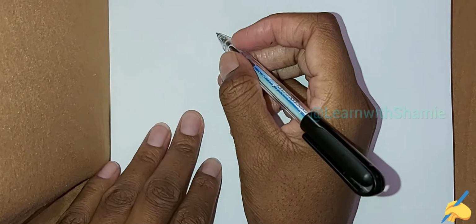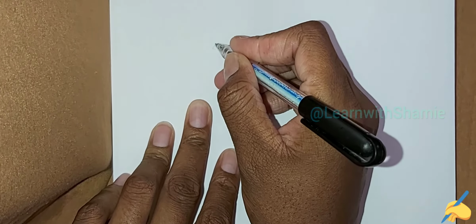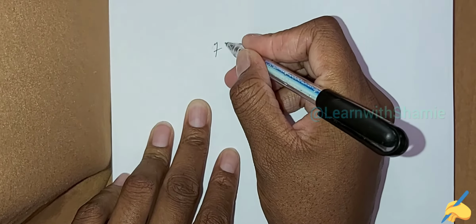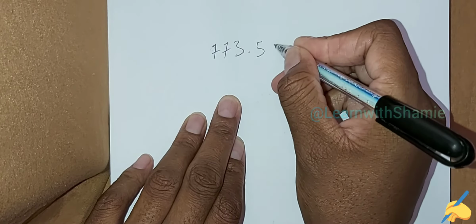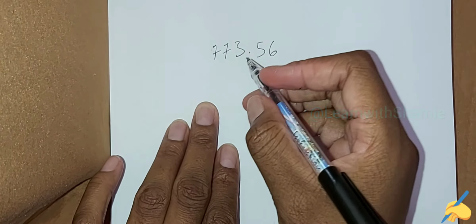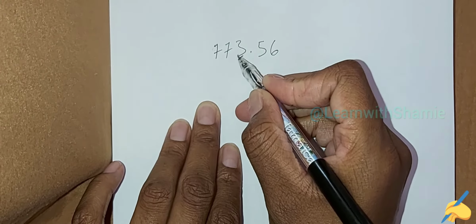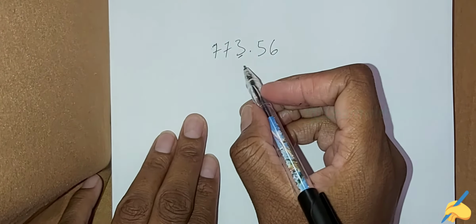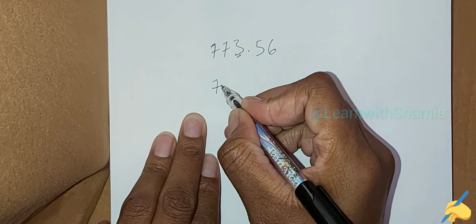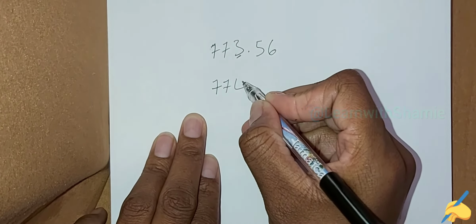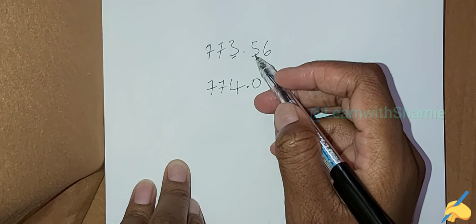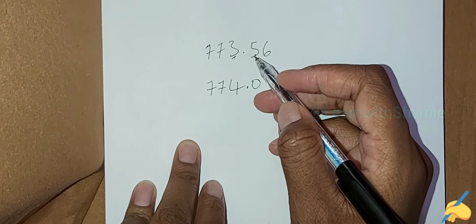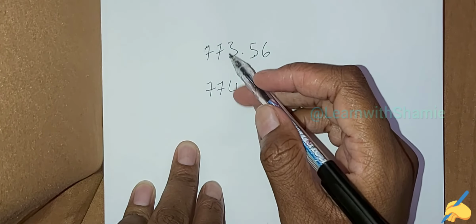I'm going to show you another example. This time we're going to round to the ones place. So if we should have 773.56, and we should round it off to the nearest ones, our new number would be 774.0. Because the number that follows the one you are rounding to is a 5, you're going to round up.